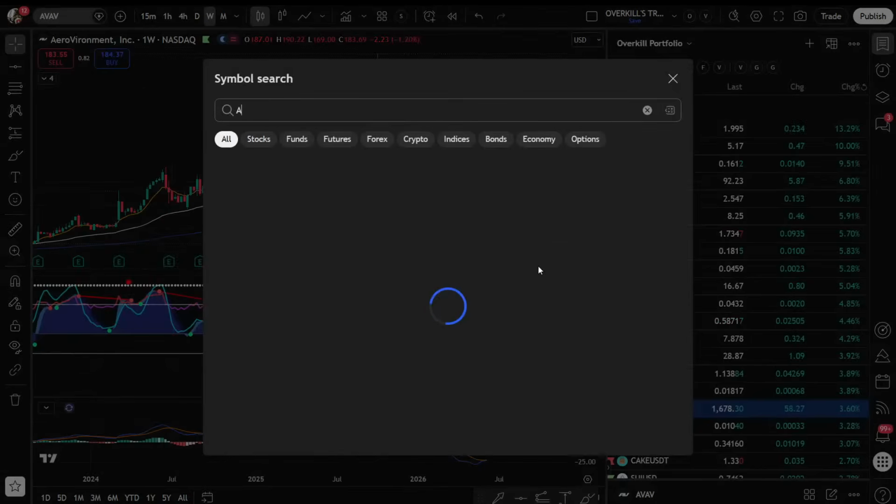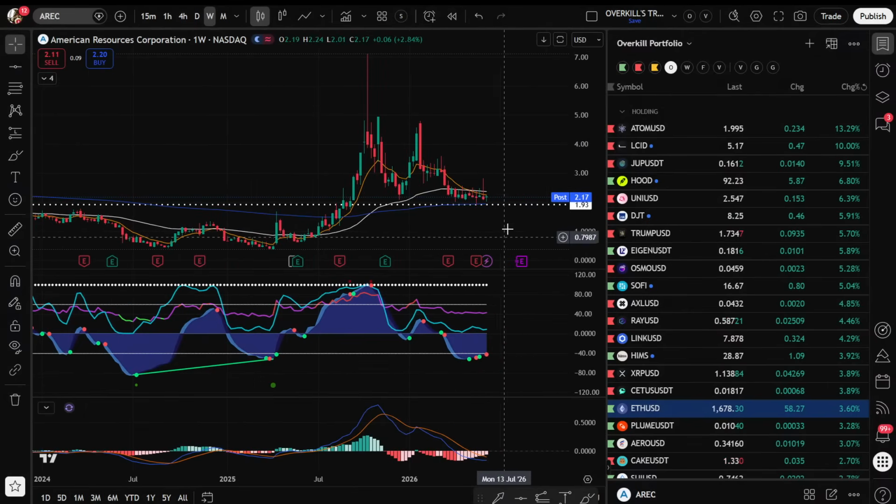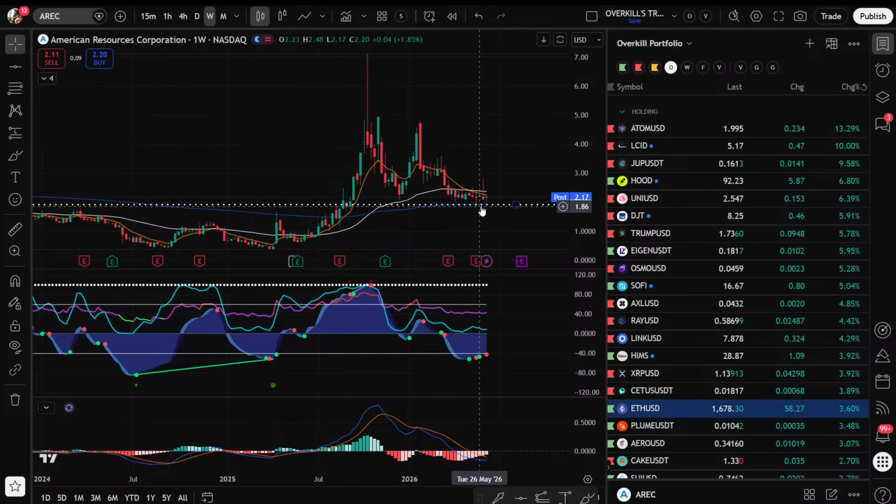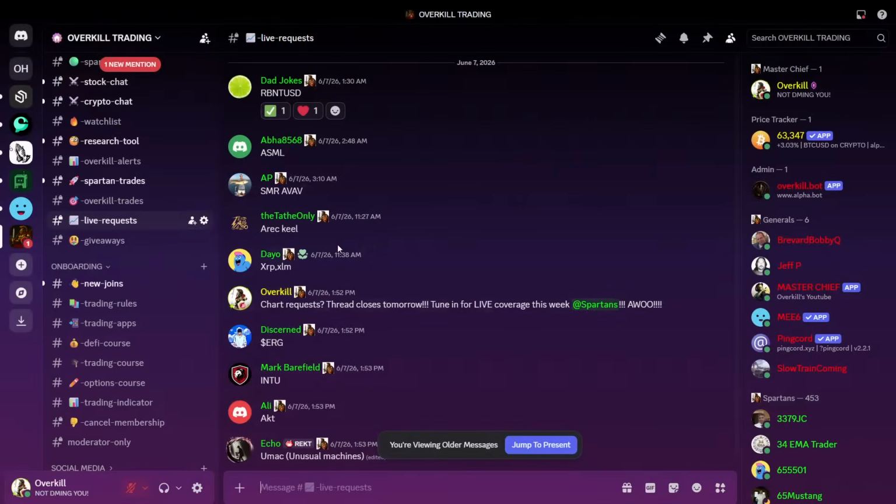We got AREC. This one looks good too. Look where it's sitting, right on the average. It does have a red dot here on the weekly. So again, your stop loss would be right there at 190, and you let this puppy ride. This actually looks really good here. This was up at $7. Now it's back down here to 2. As long as that holds 180, 190, it looks good.